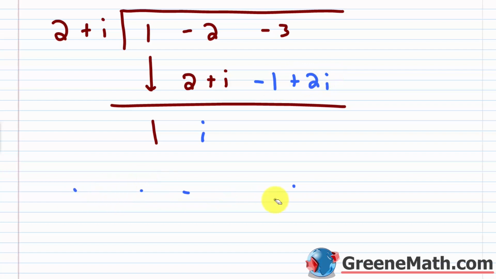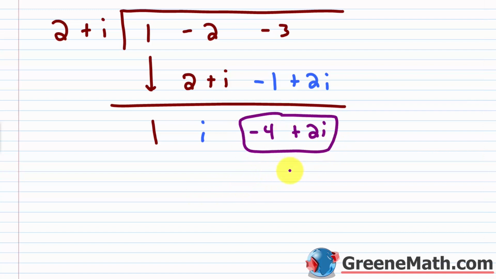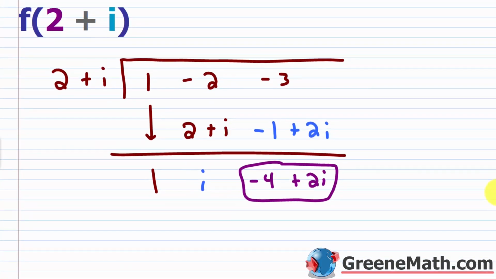Now, my last step is to add, and what I'm going to have is negative 3, and then we have plus this negative 1 plus 2i. Again, add the real parts. Negative 3 plus negative 1 is negative 4. And then this plus 2i would come along for the ride. So this is my remainder, this negative 4 plus 2i. So that would be my f of 2 plus i.